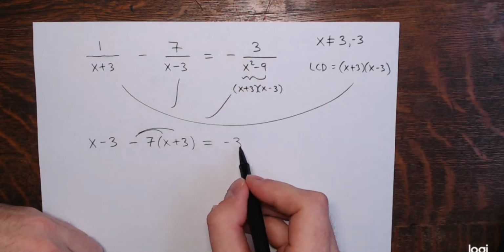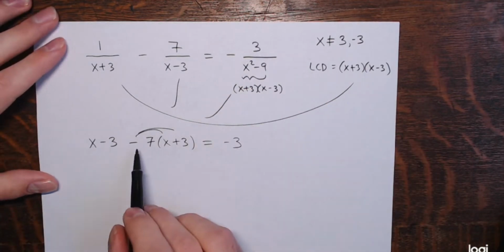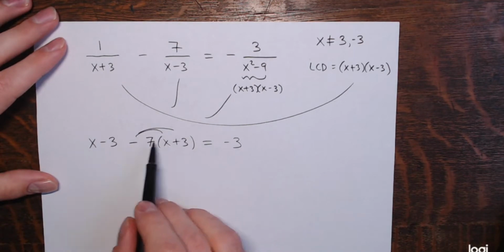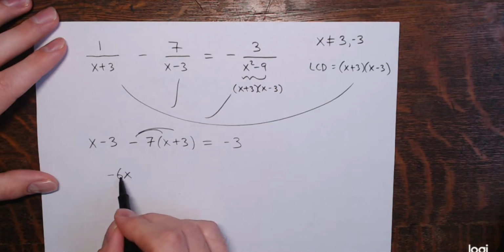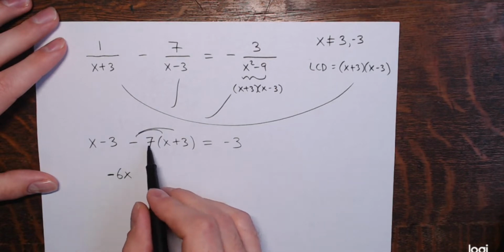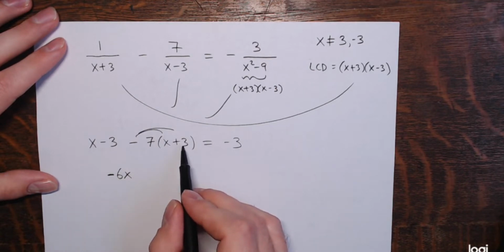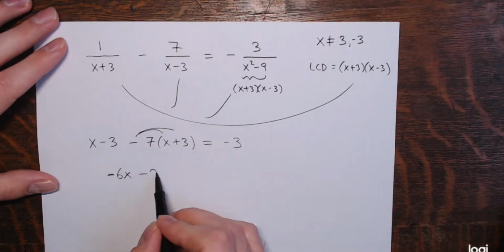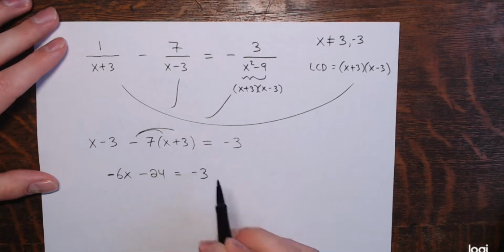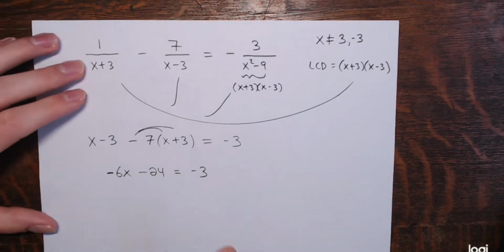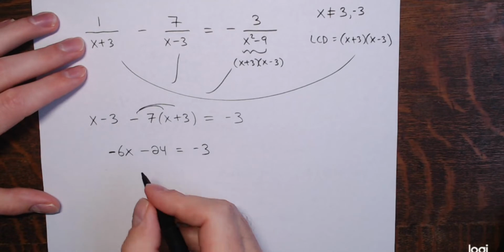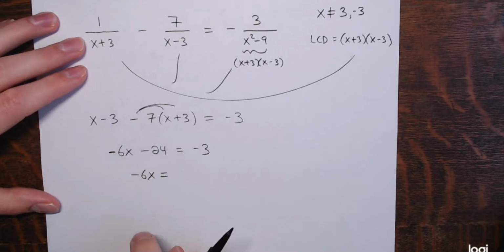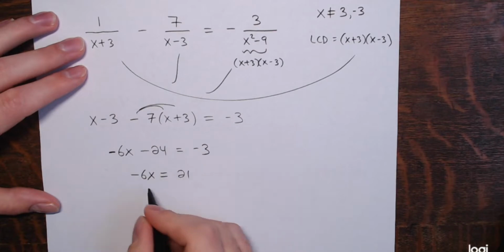All right. Now on the left side, after distributing the negative 7, you'd have negative 7x plus x, that's negative 6x when you combine like terms. And then negative 7 times positive 3 is negative 21. Then you have the minus 3 over here. Negative 21 minus 3 would be negative 24. Then I would add 24. Now negative 3 plus 24 is just positive 21. Then divide by negative 6.